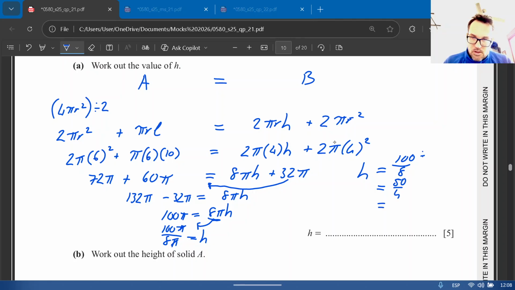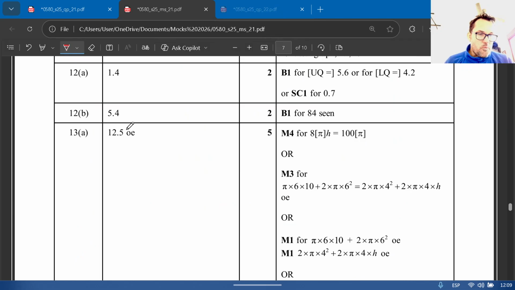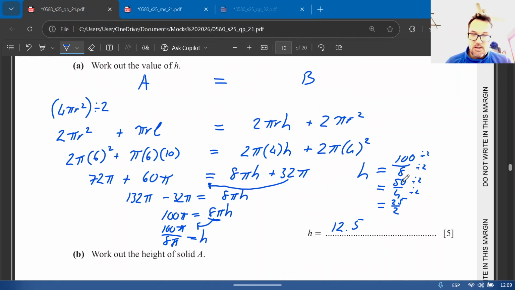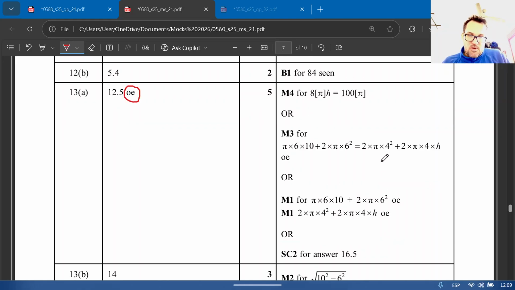I'm just simplifying this fraction. And so that is 25 over 2. Half of 25 over 2, 12.5. Let's see what the mark scheme says. 12.5 or equivalent. So yeah, you can write 100 over 8, 50 over 4, 25 over 2. They're all equivalent. So they're not too fussy about simplifying it.